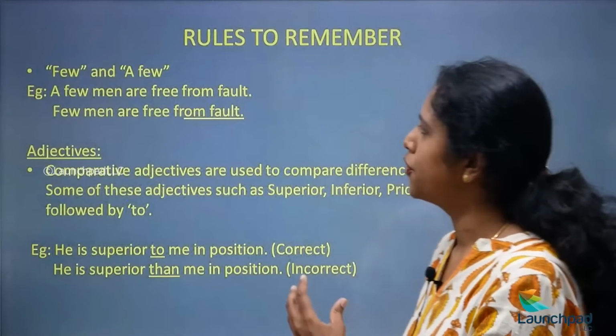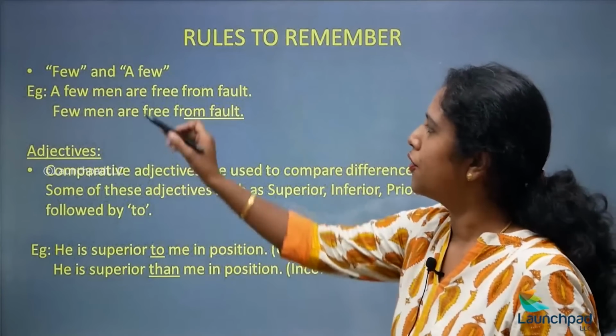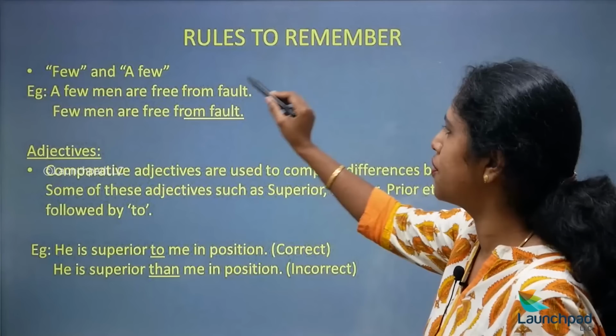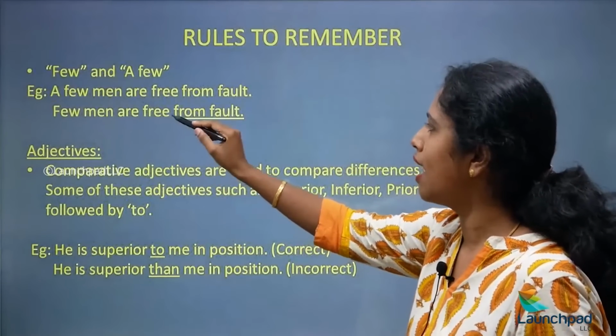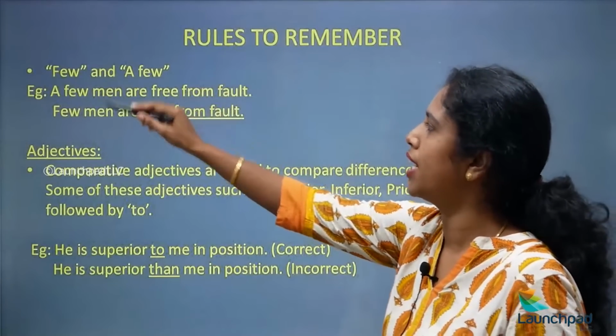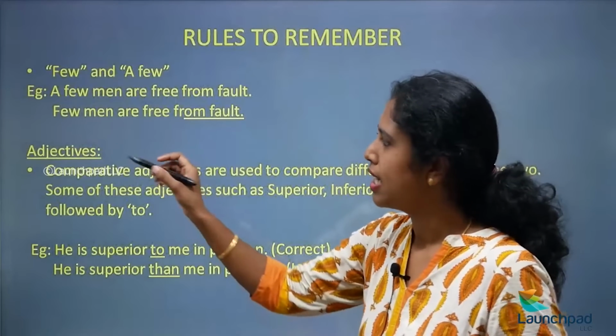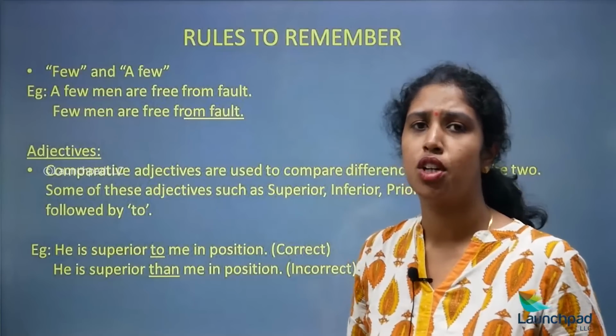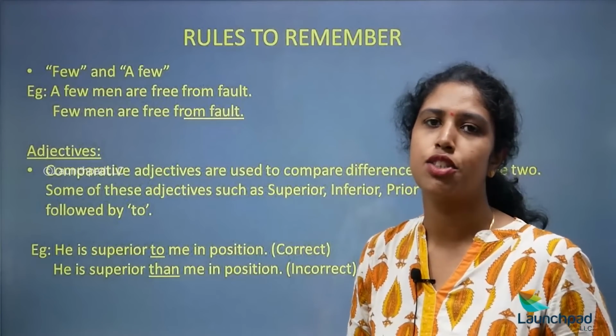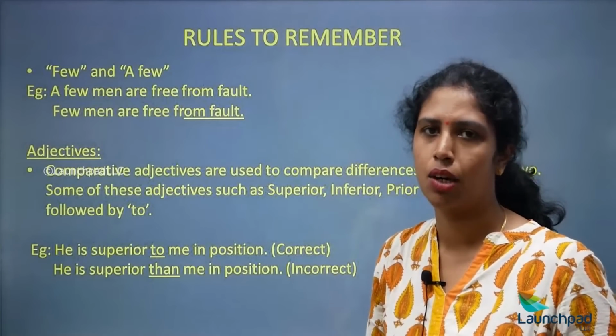Next, "few" and "a few." A few men are free from fault. Few men are free from fault. So, this is one example where "few" and "a few" differ, right? So, next is our adjective. So, what is an adjective? It is used to qualify a noun, right?